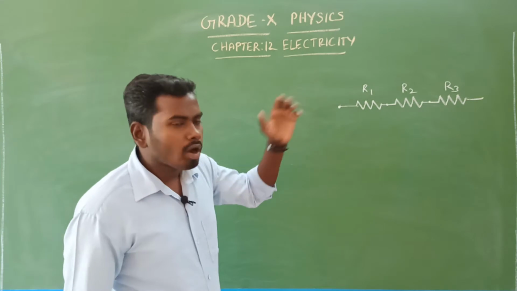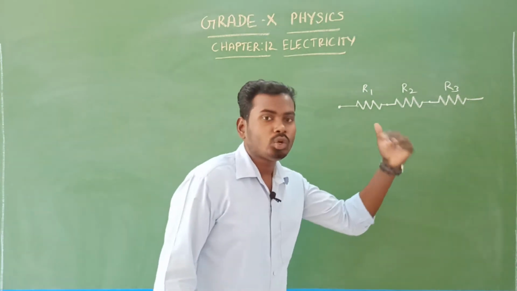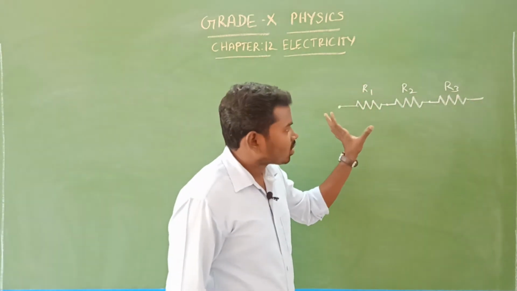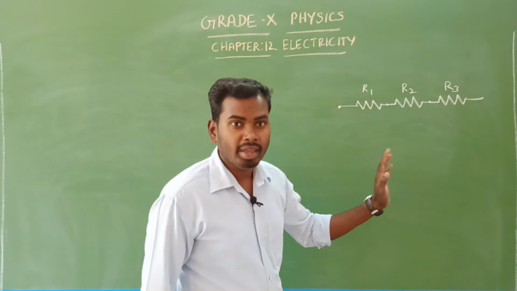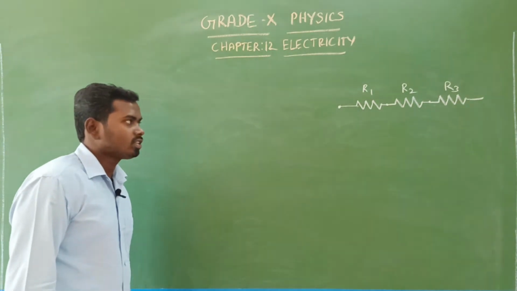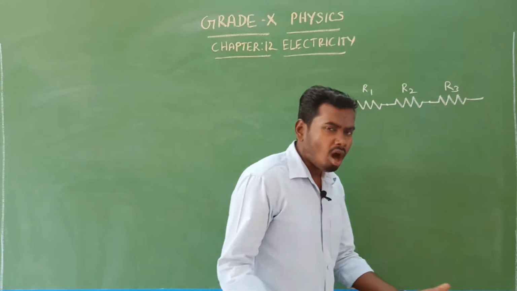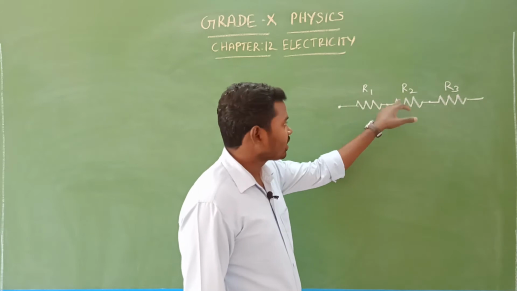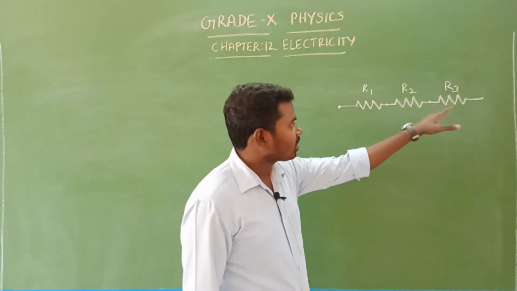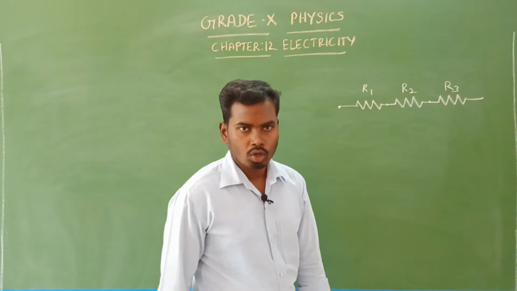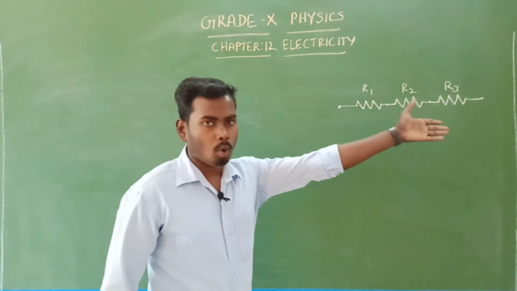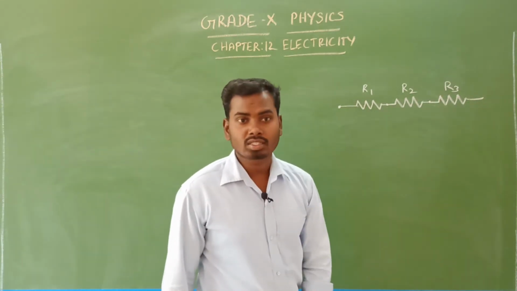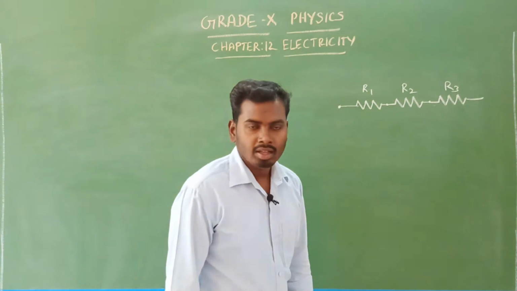Here two or more resistors are connected end to end, consecutively. So this combination of resistors is said to be in series. Or otherwise we can say the second resistor is connected after the first one, and the third resistor is connected after the first and second. Note this point: whenever the resistors are connected one after one, the combination is said to be in series.